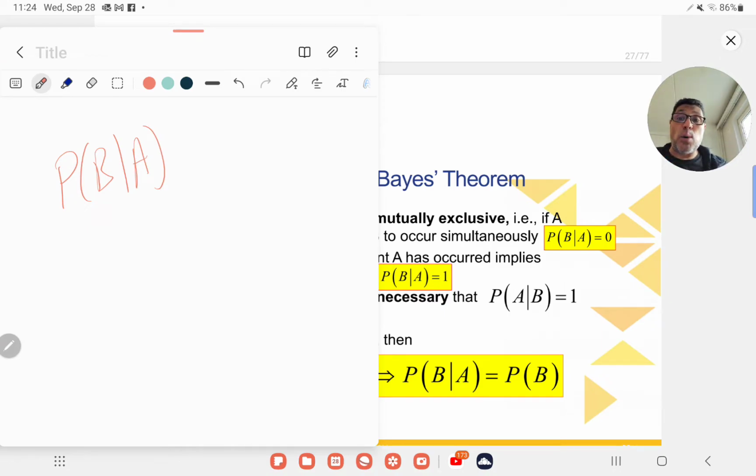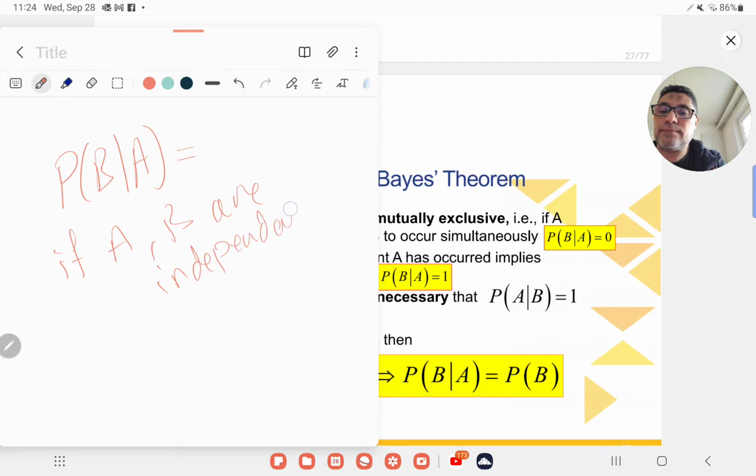Okay, now, the probability of B given A, what will it be if A and B are independent of each other? What do you think? What will be the probability of B given A?